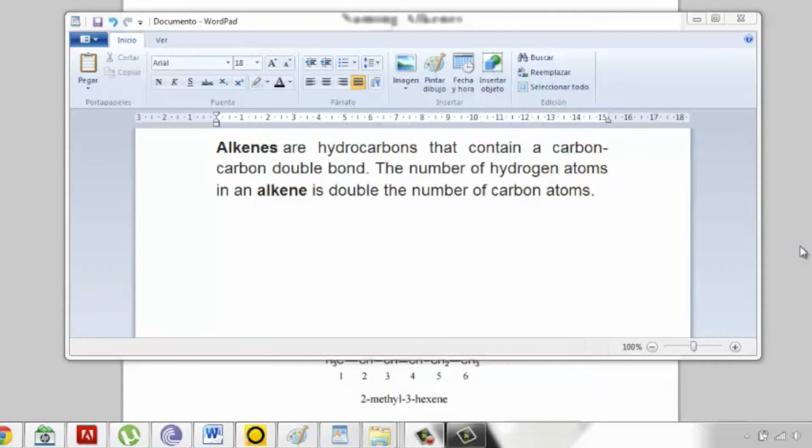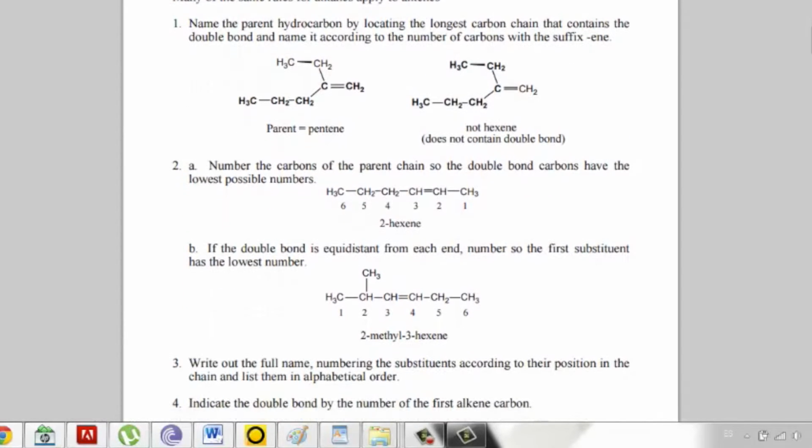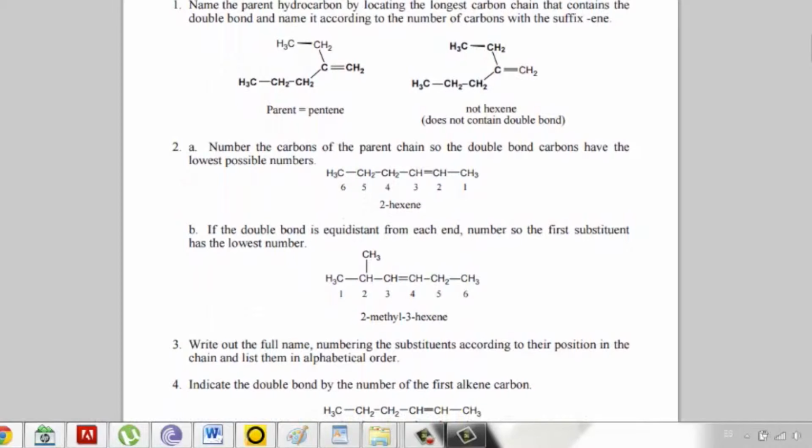Alkenes. Alkenes are hydrocarbons that contain carbon-carbon double bonds. The number of hydrogen atoms in an alkene is double the number of carbon atoms. And here are the IUPAC rules. Rule number 1: name the parent hydrocarbon by locating the longest carbon chain that contains the double bond, and name it according to the number of carbons with the suffix "ene". And we have some examples.